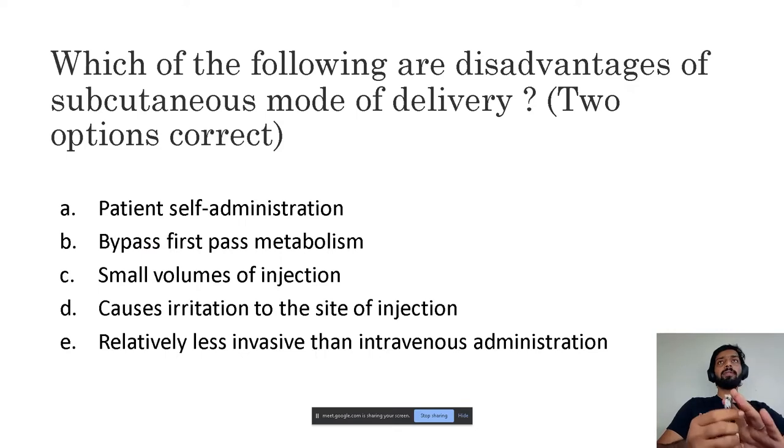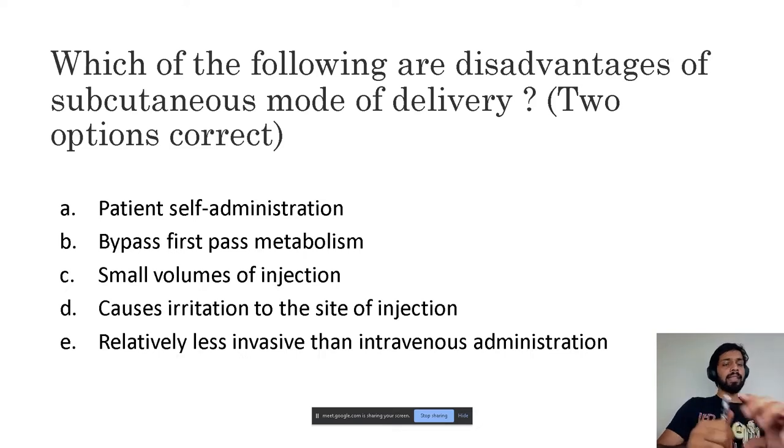Which of the following are disadvantages of subcutaneous modes of delivery? Two options are correct here. Option A and B, patient self-administration. So you're saying patient self-administration is a disadvantage. Okay, C and D. So small volumes of injection and causes irritation to the site of injection are what you think are the disadvantages. Any other thoughts? Option D.